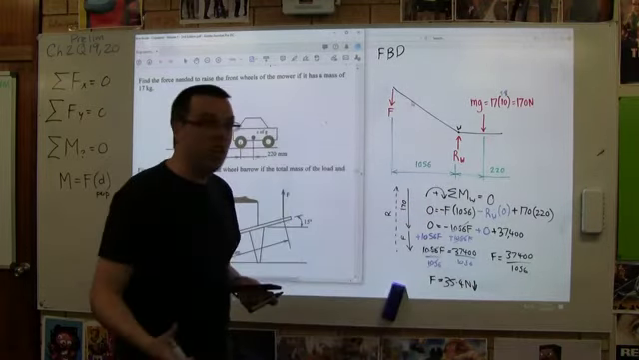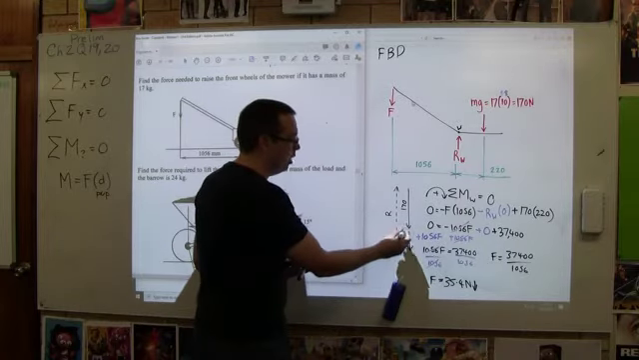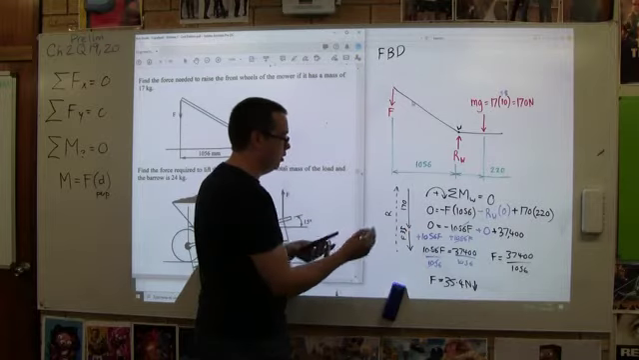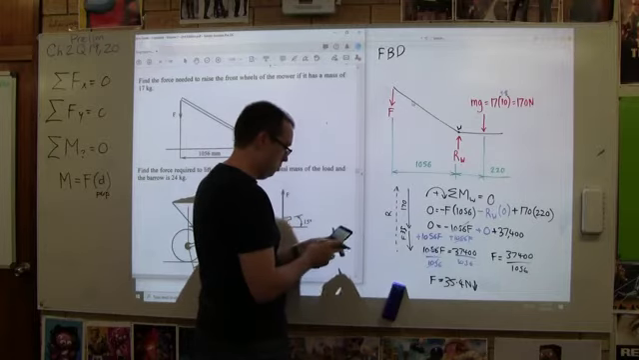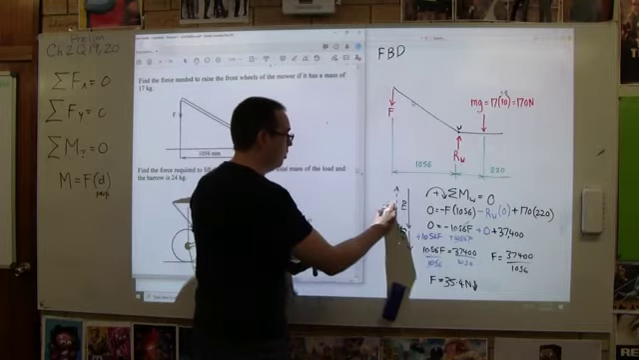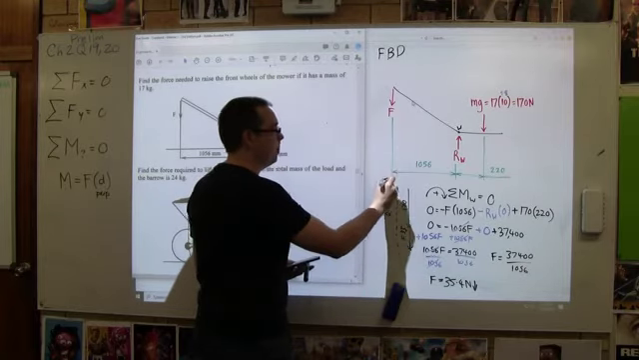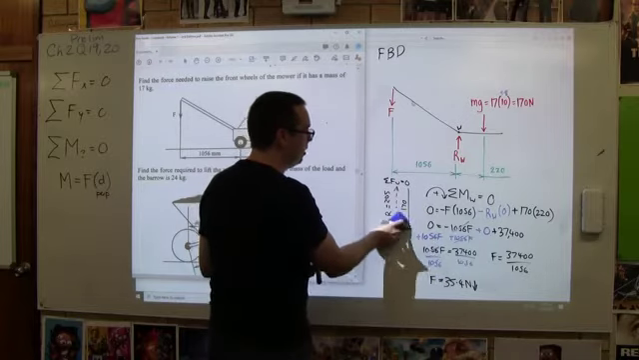Now, if we wanted to find R, we could use the forces vertically that we saw here, and we could say, well, 35 there, so this is going to be 205. The reaction force is 205 up. But they didn't ask for that in the question, so we don't need to worry about it. But it's something they might ask.